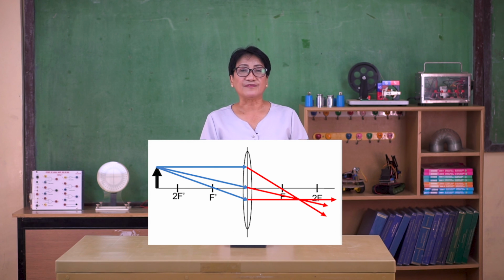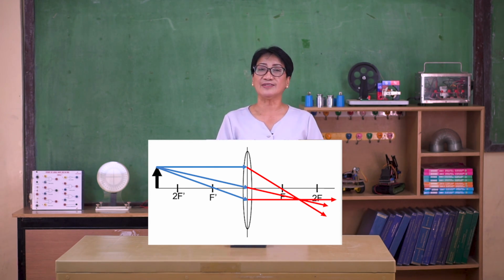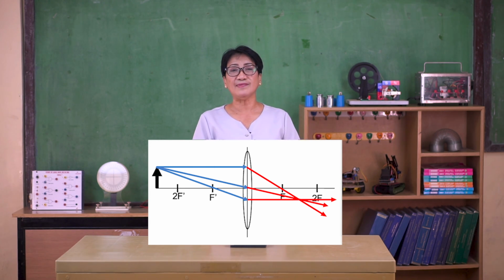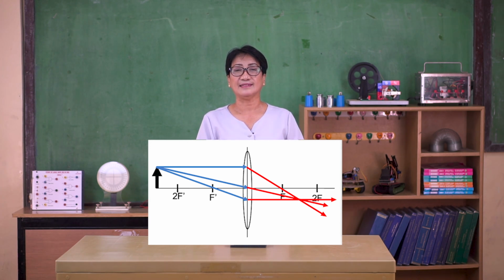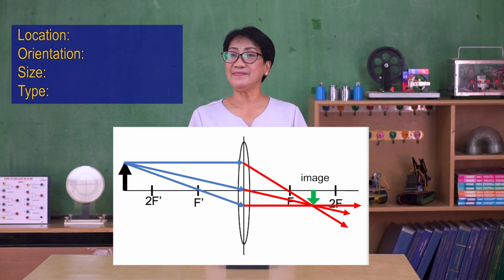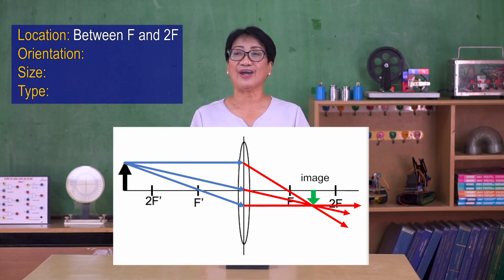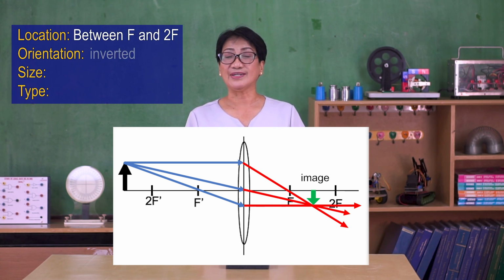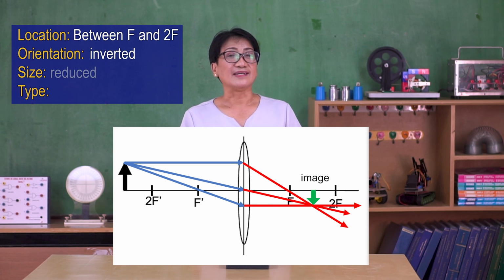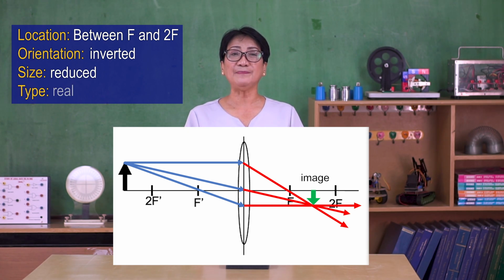Now, let's find the intersection of the three rays and draw the image of the arrow toward the principal axis. What do you notice about the image? That's right, it is located between F and 2F. Orientation is inverted, the size is reduced, and the type of image is real.